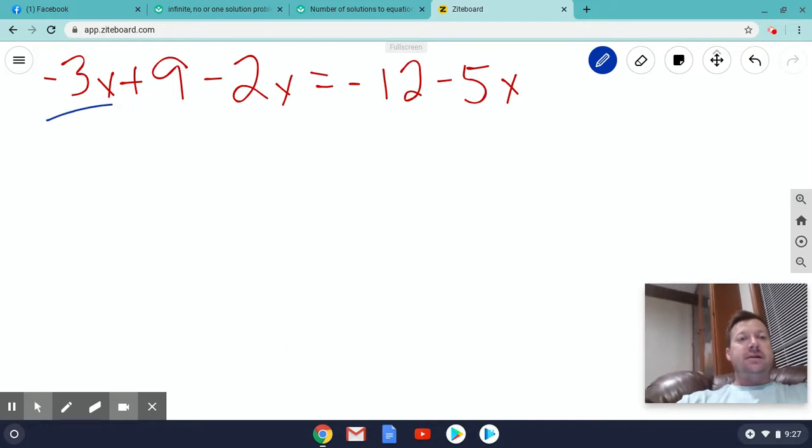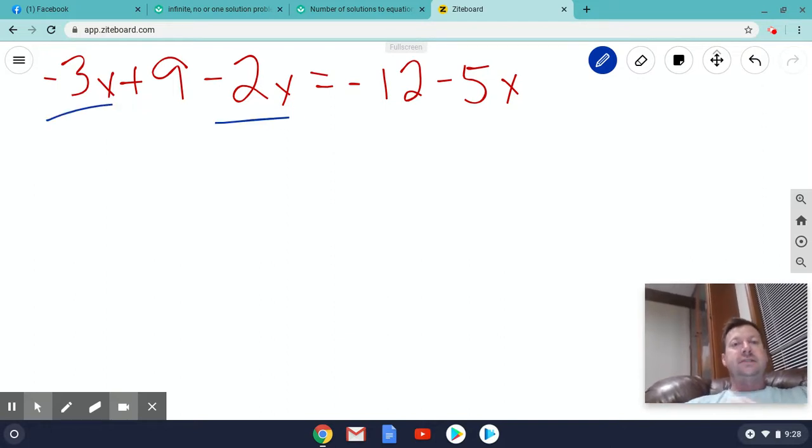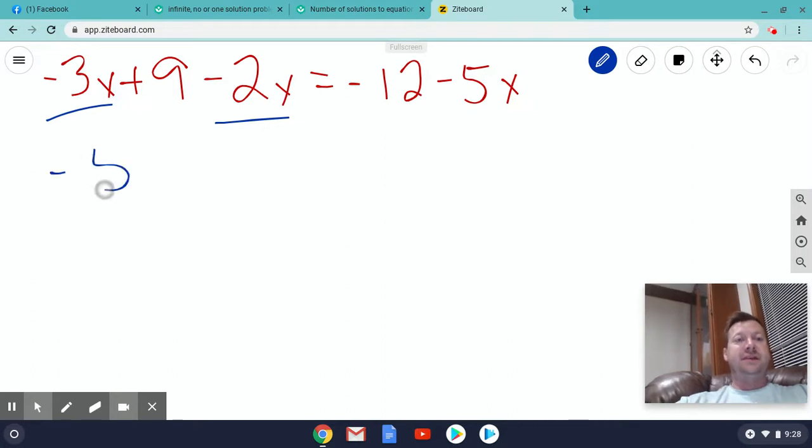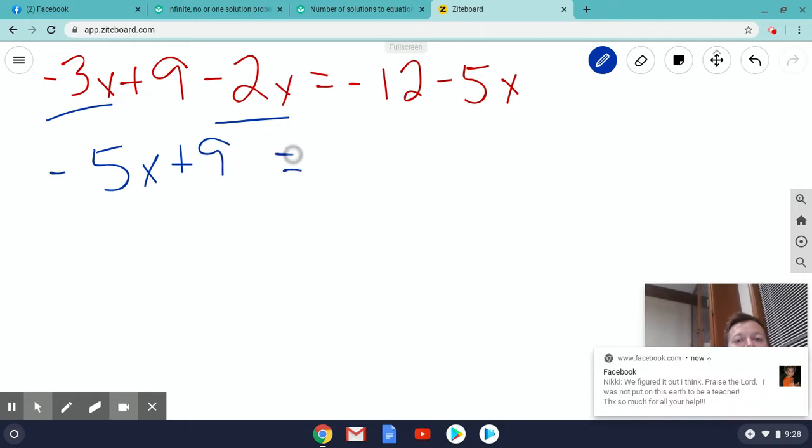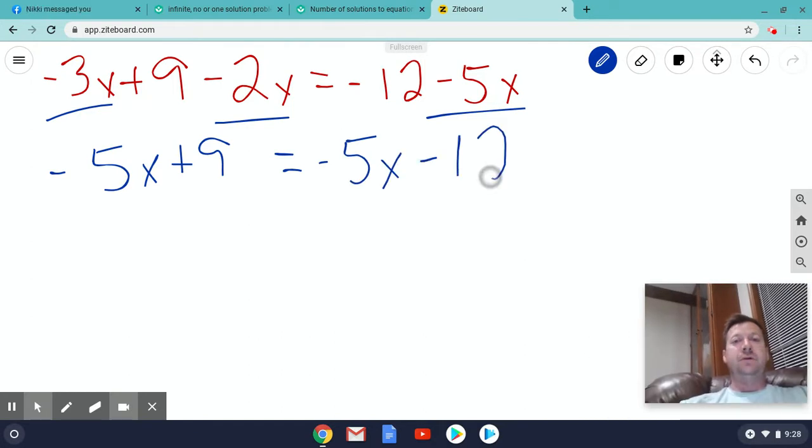So right here, I have negative 3x and negative 2x on one side of the equal symbol. And so I need to combine those together. I have 3 negatives. I have 2 negatives. That would give me 5 negatives. And I have a plus 9. Over here, you'll see that I also have 5 negatives. So I'm going to put that in the front. I'm going to put those 5 negatives right there so that I'm writing these both in a similar order, where I have negative 5x in the front, negative 5x in the front. And this says plus 9. This one says minus 12.